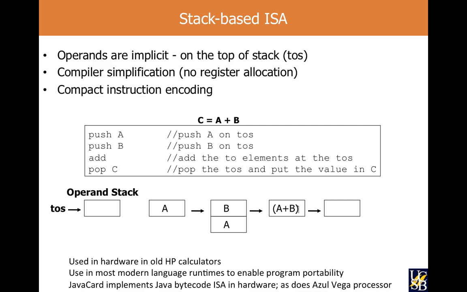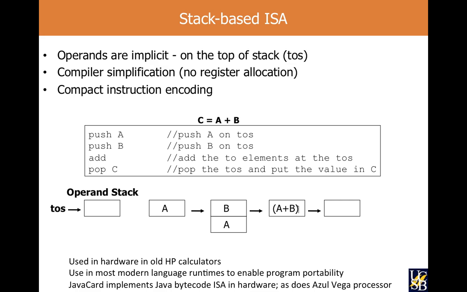We then need to store whatever's on the top of the stack into C, the local variable C. A, B, and C are all local variables here. In order to do that, we need to pop that off the operand stack to put it into the local variable. What this does is provides us a very compact instruction encoding, because we don't have to encode any of our operands, or we have to encode very, very few. For example, we don't have to encode any operands with add.